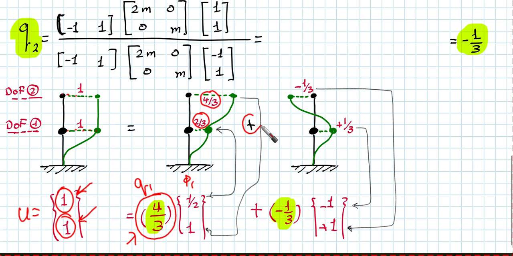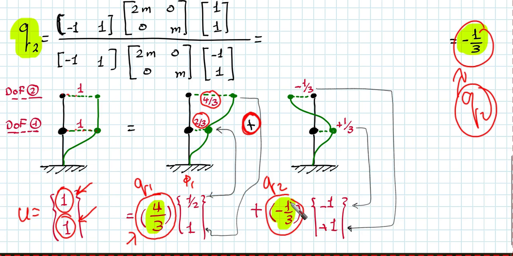And then it is added or superimposed by the contribution of the second mode. The second mode is going to be like this: minus 1 over 3. What is this? It is Q2, remember, the Q2 that we have done. So minus 1/3 times minus 1 and 1, which is mode shape number 2. Minus 1 over 3 times minus 1 is going to be 1/3, positive here. Take care of the sense, positive going to the right. And then minus 1 over 3 times 1 is going to be minus 1/3. So take care of the sense: here is positive, here is negative.